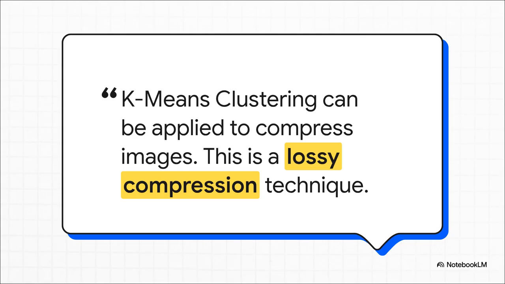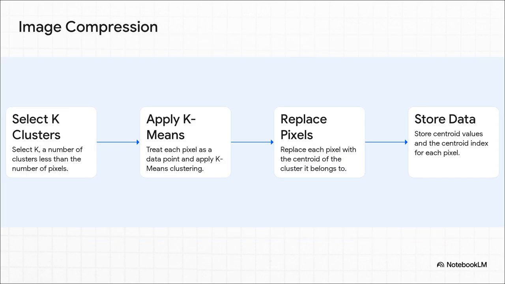K-means can do something called lossy compression. Now, that word lossy might sound bad, but all it really means is we're willing to trade a tiny, tiny bit of the original image quality for a much, much smaller file size. So here's the game plan.